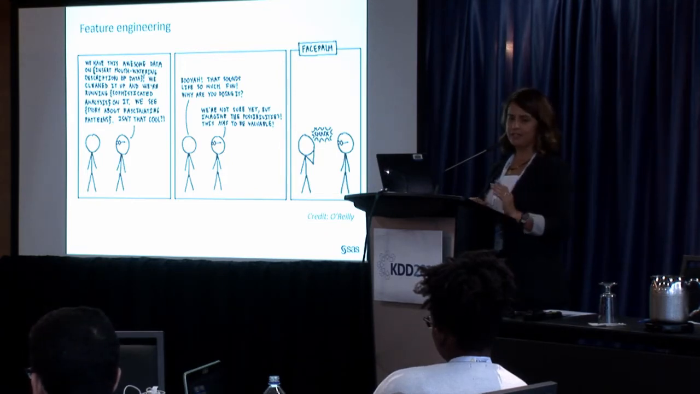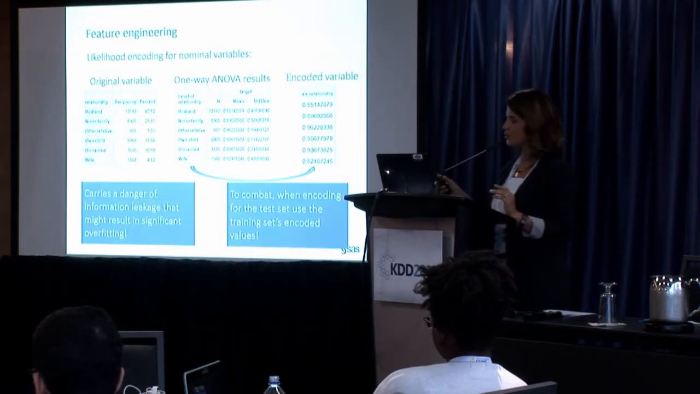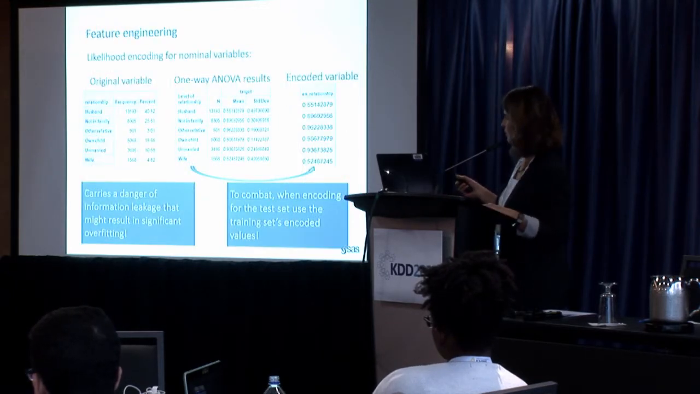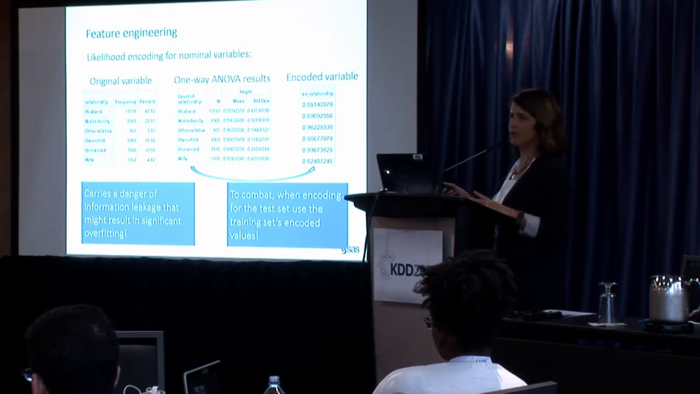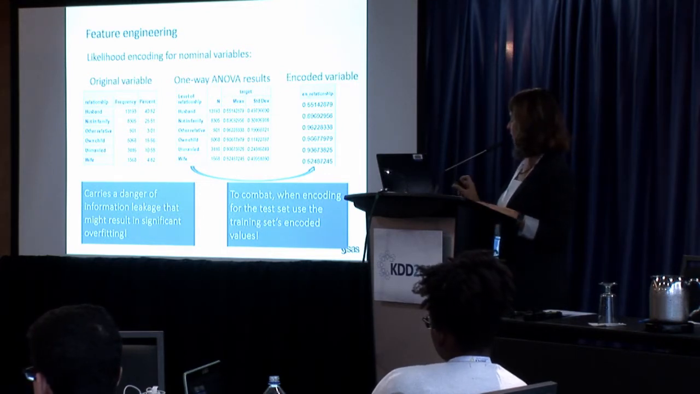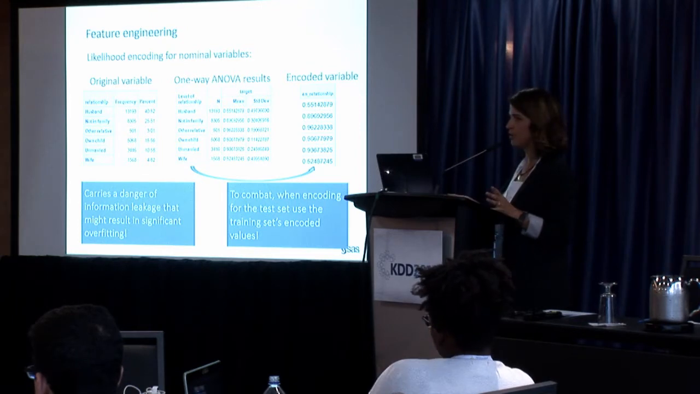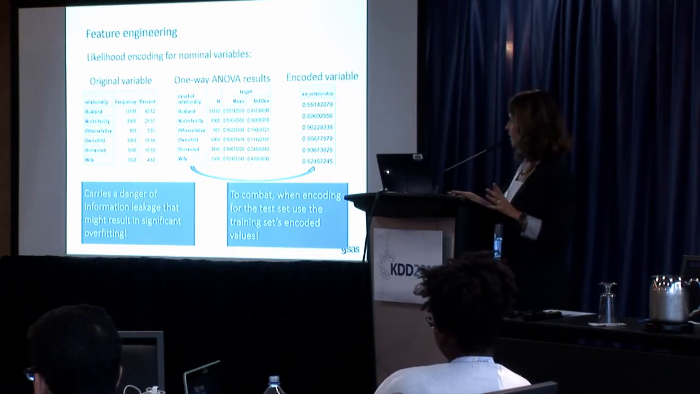Possibilities are infinite. So for this data set, because I am a statistician, I thought about using a one-way ANOVA on one of those variables. The variable is relationship. It has 6 levels, husband, not in family, and so on.